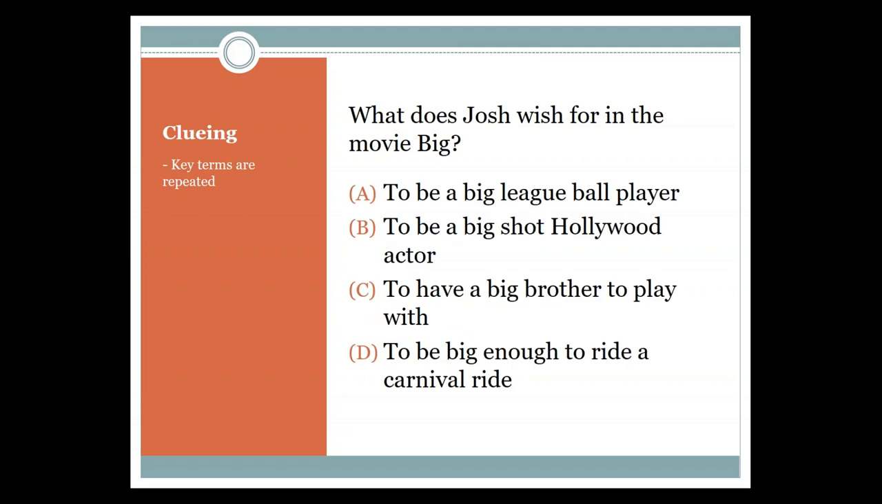How we fixed it here is, what does Josh wish for in the movie Big? And now we have Big in all of our options: big league ball player, big shot Hollywood actor, to have a big brother to play with, to be big enough to ride a carnival ride. We've sort of buried our key. And as you can see, all of these are parallel. They're all the same idea.